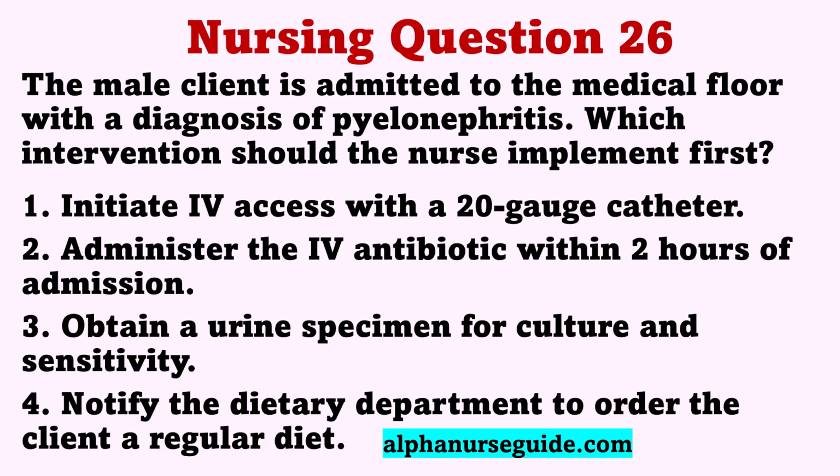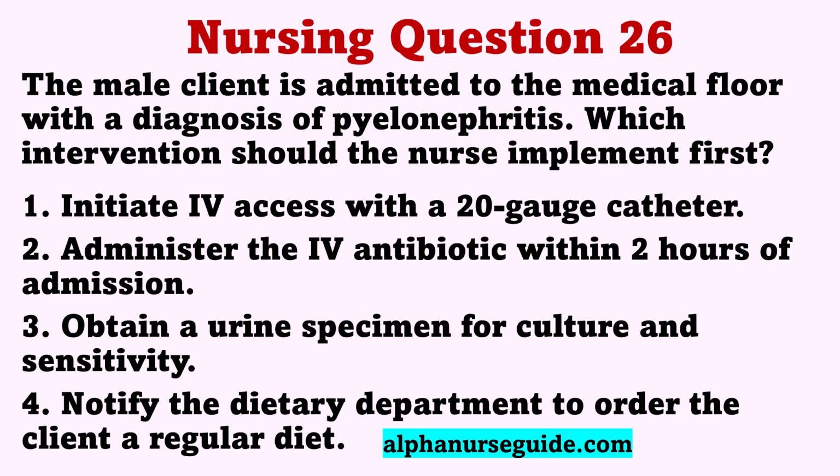The correct answer is 3. Obtain a urine specimen for culture and sensitivity. The nurse should obtain a clean voided midstream specimen for culture and sensitivity before initiating the antibiotics. This is the first intervention to implement.